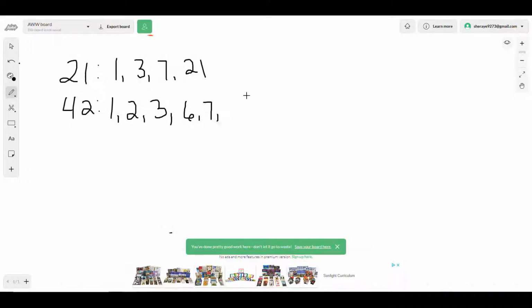So now we're going to start building up, because these go together. What went with 3? 14. What went with 2? 21. And what goes with 1? 42. Okay, there's our factors. Now we're going to circle what's common. 1 and 1, 3 and 3, 7 and 7. But the greatest common factor would be 21. That's the greatest common factor. I hope that makes sense to you.